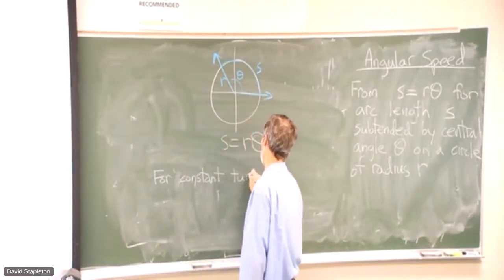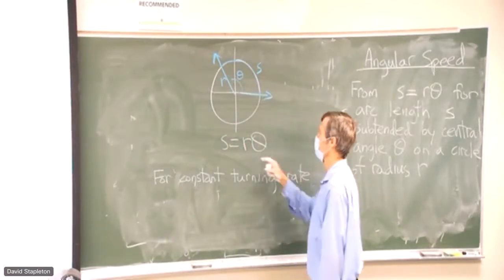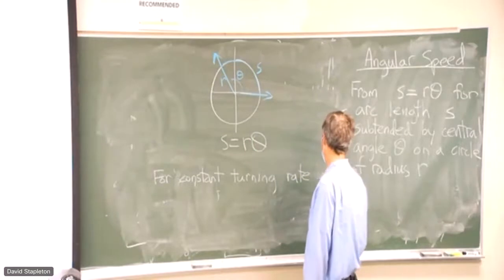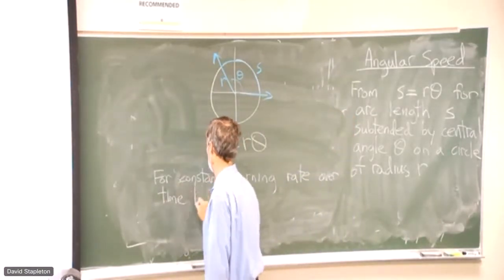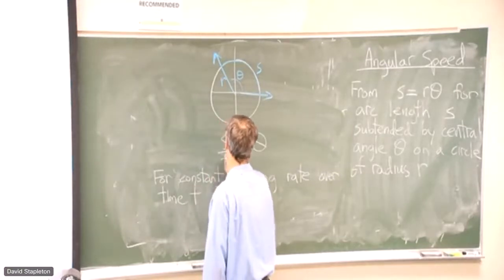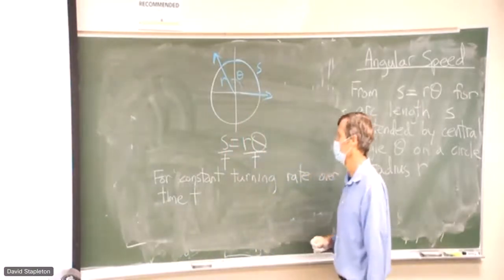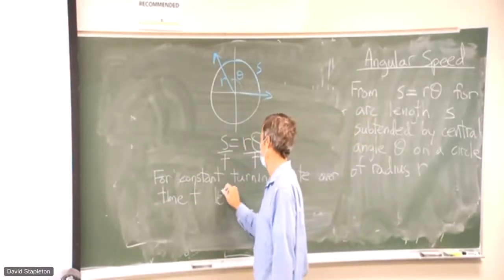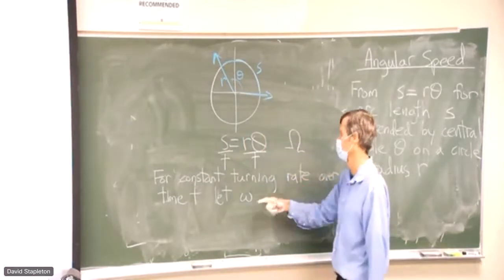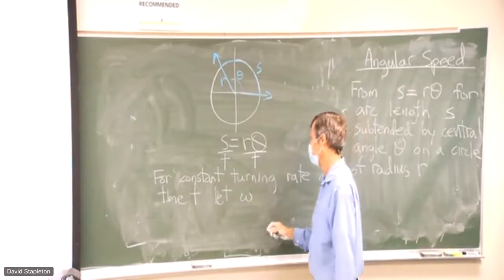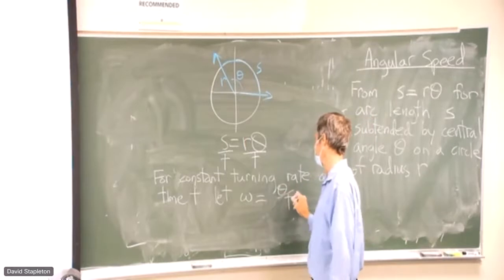Turning rate. If I sweep out this distance in a time t, then I can divide this side by t and this side by t. And suppose I let this little lowercase omega, here's uppercase omega, maybe you see in the Greek house, lowercase omega. Let omega be the angle that it turns through divided by the time it takes.